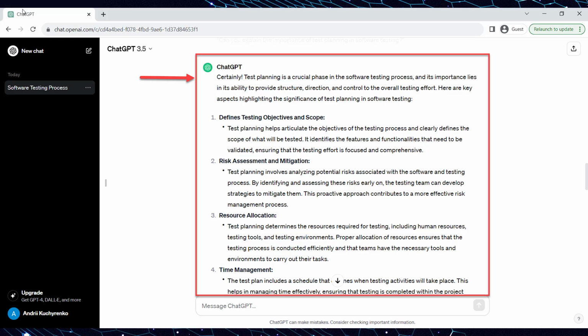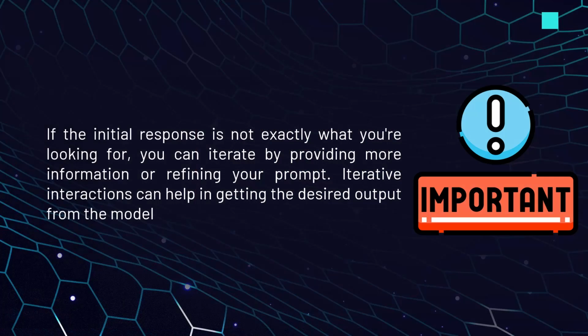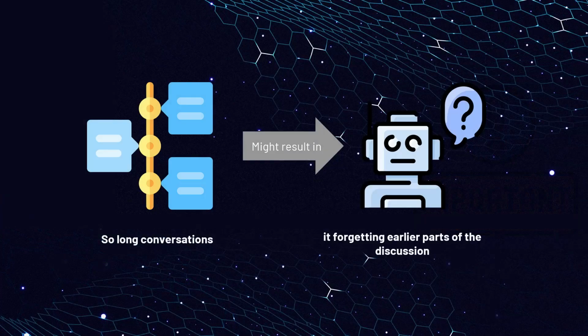If the initial response is not exactly what you're looking for, you can iterate by providing more information or refining your prompt. Iterative interactions can help in getting the desired output from the model. ChatGPT maintains context within the conversation, allowing it to reference and respond to previous parts of the dialogue. The model has a limited context window, so long conversations might result in forgetting earlier parts of the discussion.